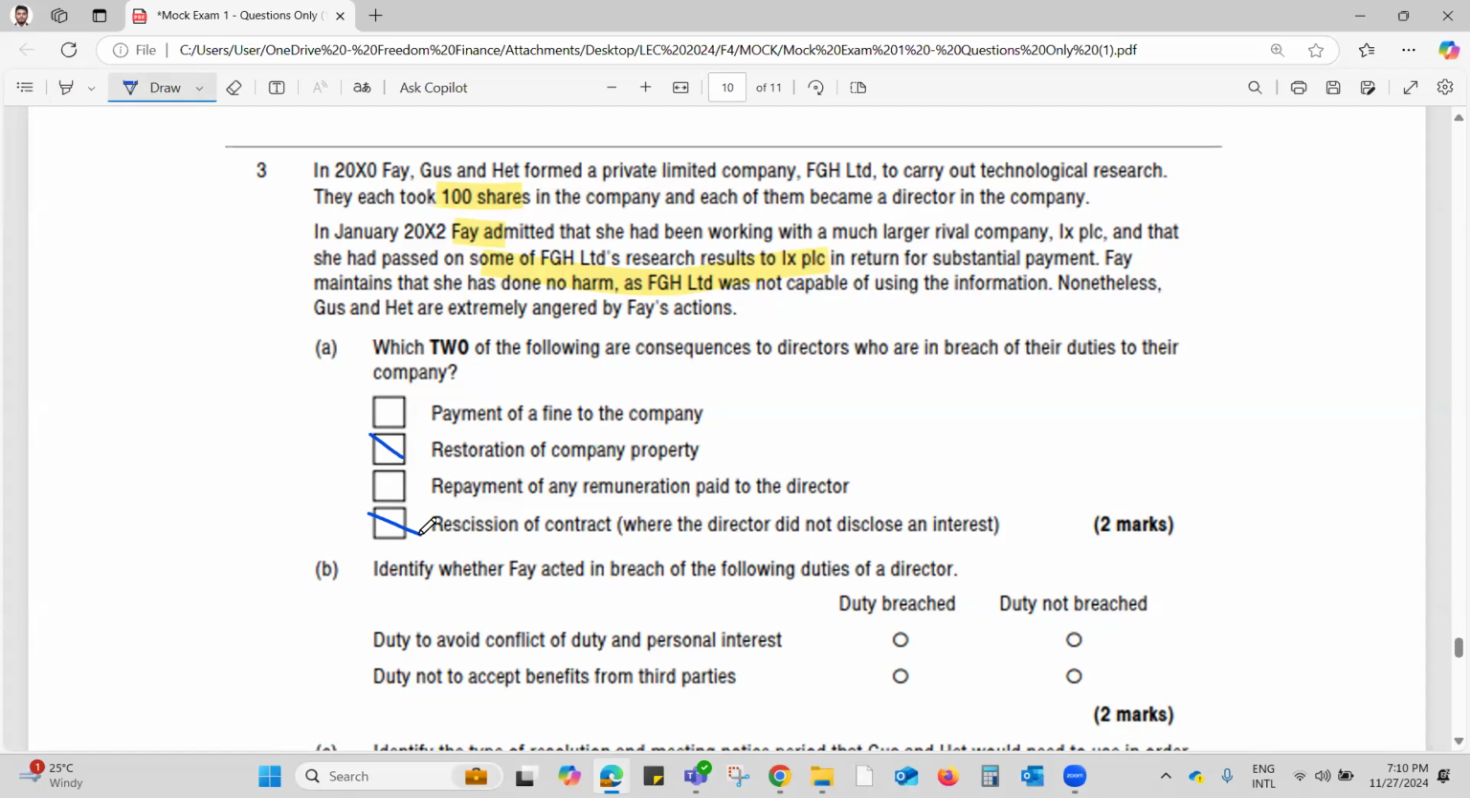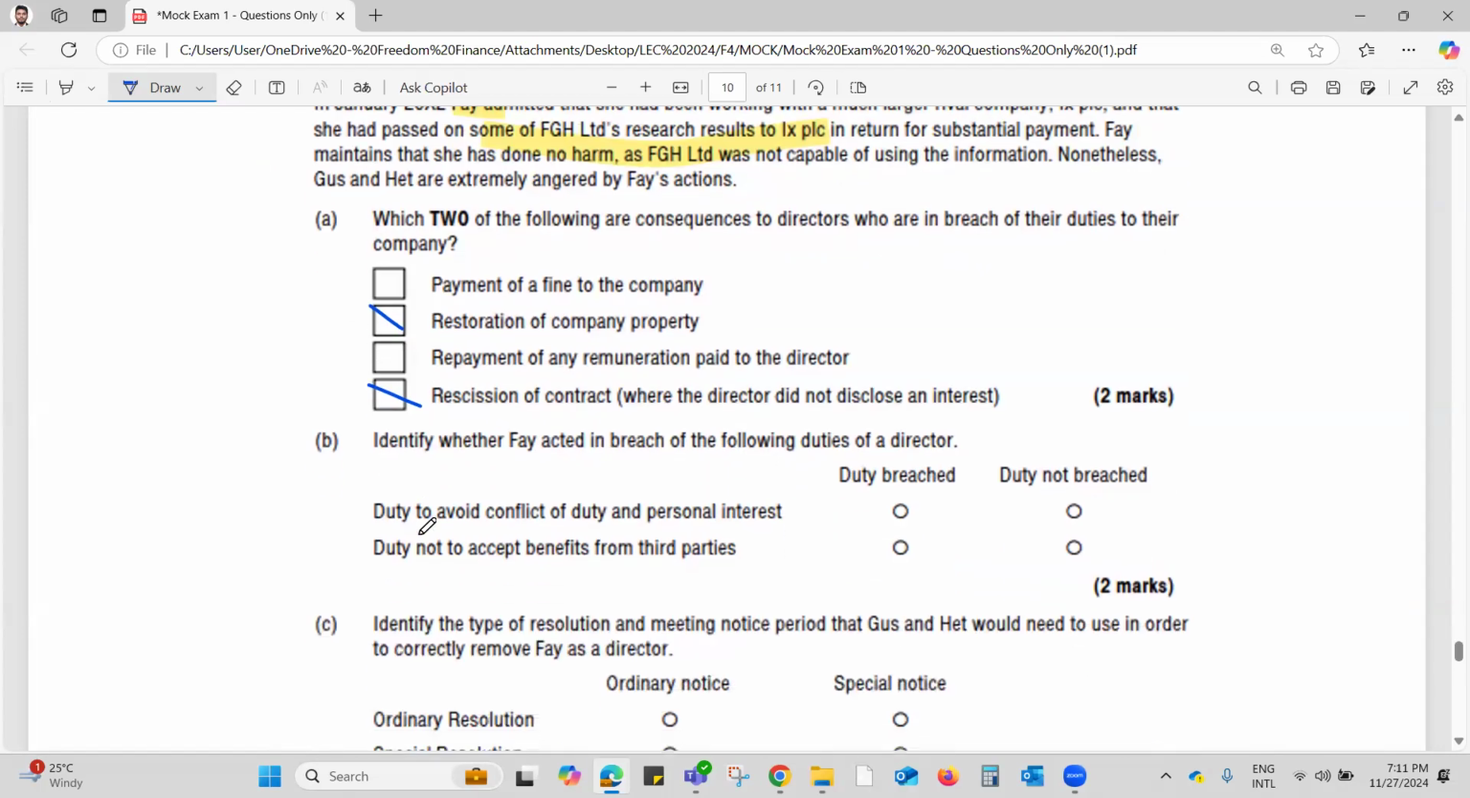Okay. So technically, you can also understand the consequences for directors that are in breach of the duties. They can pay damages, which is one method. Then they can restore the company's property. You can repay any profits made by the directors. And you can also say rescission of contract, which is the last point, in a case where the director did not disclose any interest. So those are the consequences that they will see in a breach of duties towards the company. And they're asking us to identify whether F acted in breach of the following duties as a director.